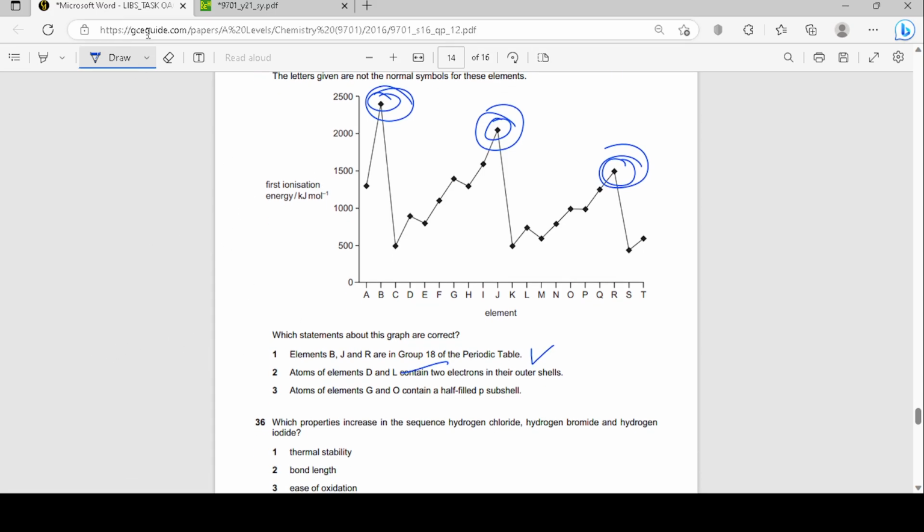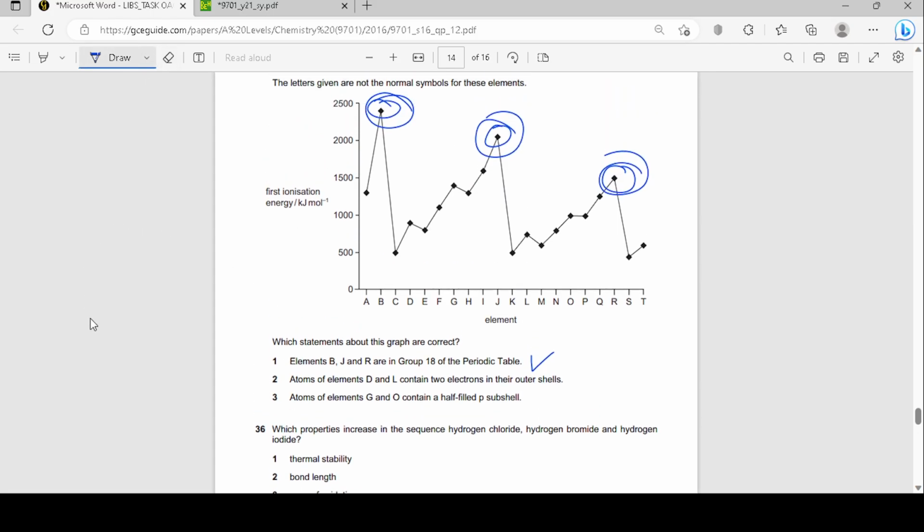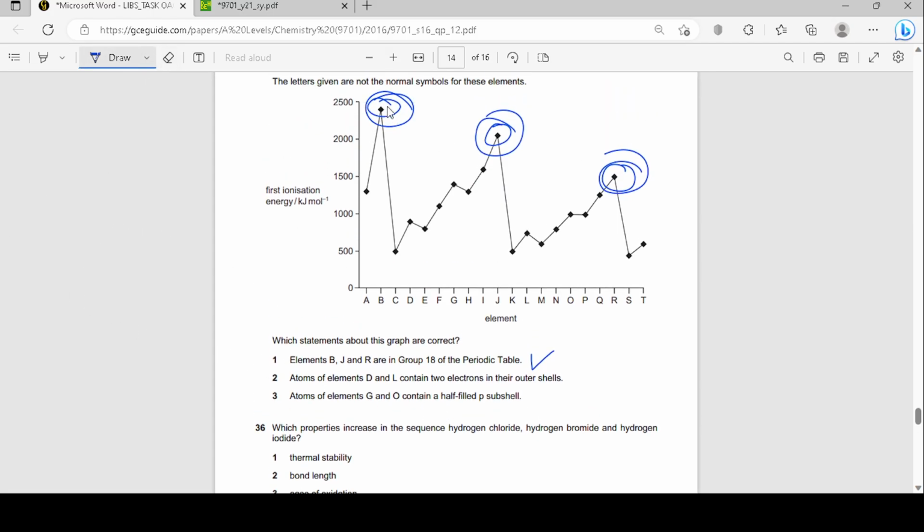So next we have: atoms of elements D and L contain 2 electrons in their outer shells. Okay, so if this is group 8, then obviously this is 1, 2, 3, 4, 5, 6, 7, and then this is again 8, and 1, 2, 3, what did I circle that? 4, 5, 6, 7, and then this is 8 again, and then this is 1, 2, right?